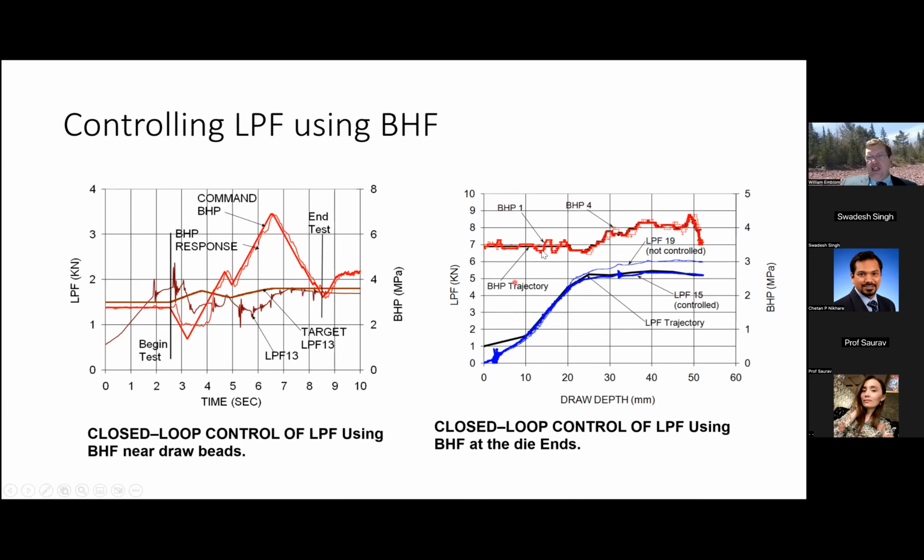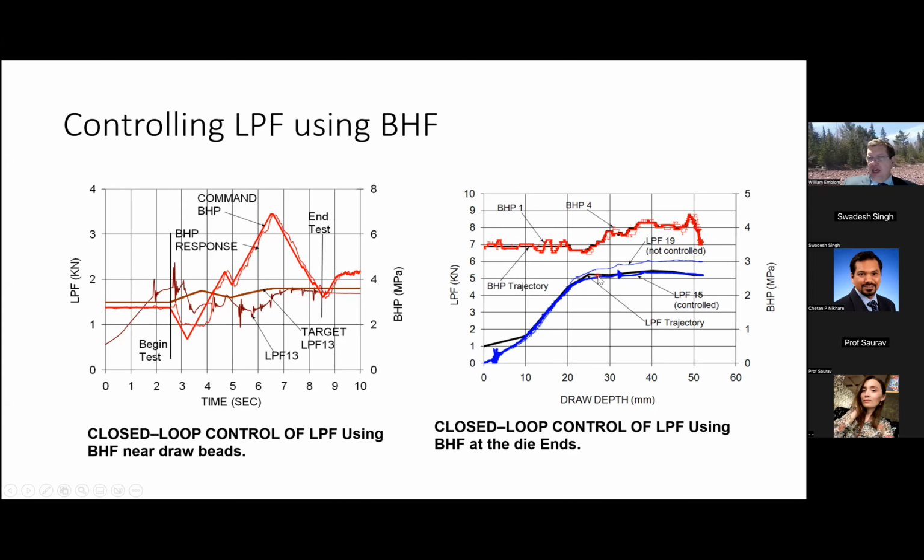If we look at what happens at the die end when we control the local punch force using the blank holder force, we can see that we're a little more sophisticated. We start out with our trajectory starting down here. We implemented control somewhere around a draw depth of 10 millimeters, and we had fairly decent control of our local punch forces.